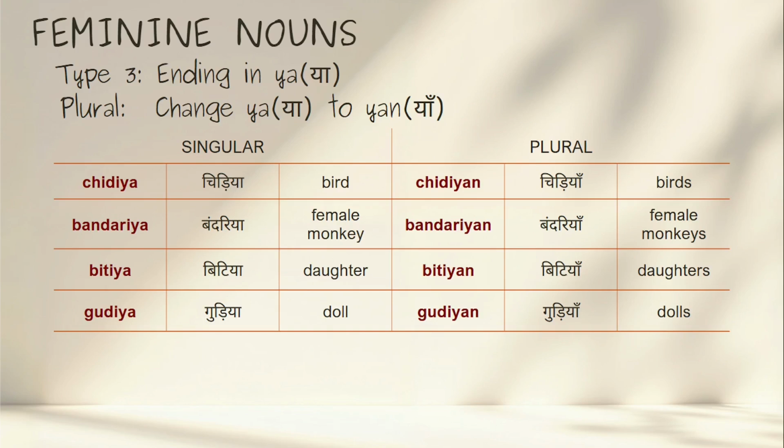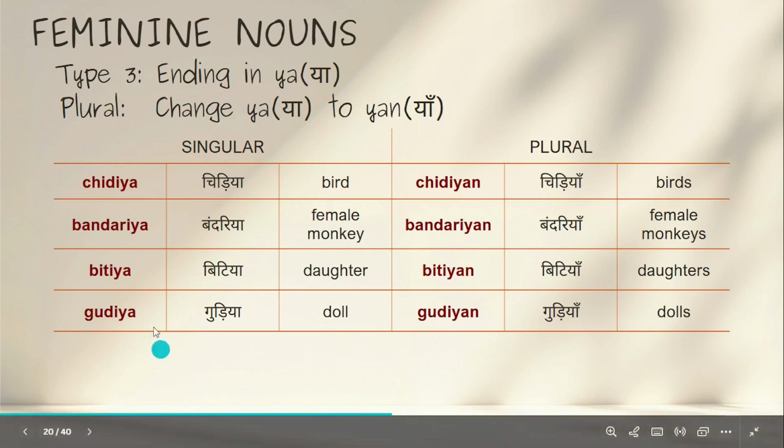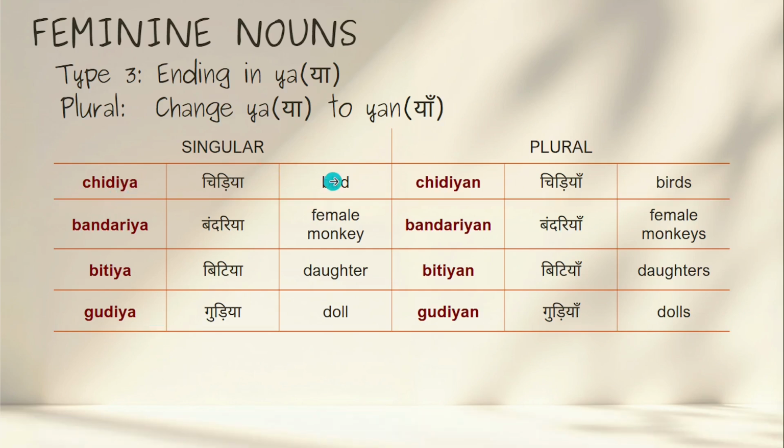Last is the exception that I mentioned in the beginning, which are words that end in ya. So, chidiya. Chidiya means a bird. Chidiyan is birds. So you convert the ya to yan, you add a nasal sound at the end. So chidiya, which is bird, becomes chidiyan, which is birds.